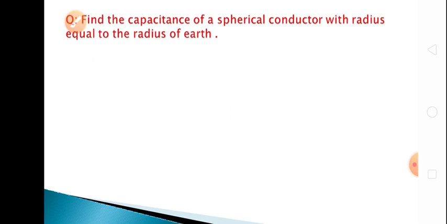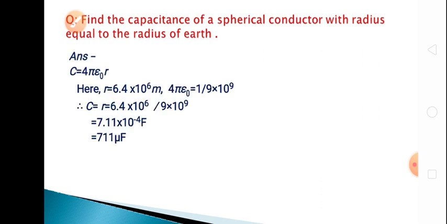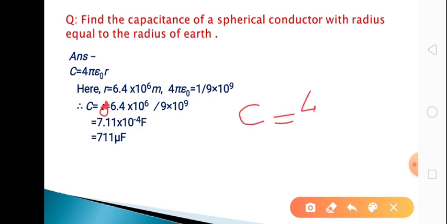Okay. So we find the capacitance of a spherical conductor of a radius which is equal to the radius of the earth. You know what is the radius of earth? It is 6.4 into 10 to the power 6 meter, and 4 pi epsilon naught you know. So how can you find capacitance? You just ignore this r here. It is not required here. So directly you can find, if you know the formula, C is equal to 4 pi epsilon naught r.